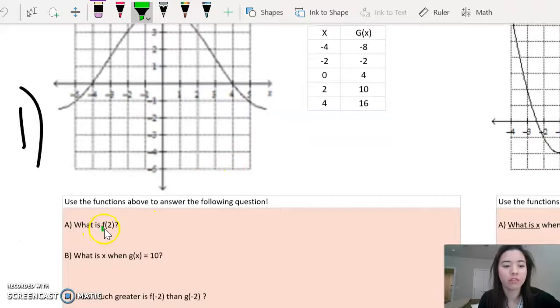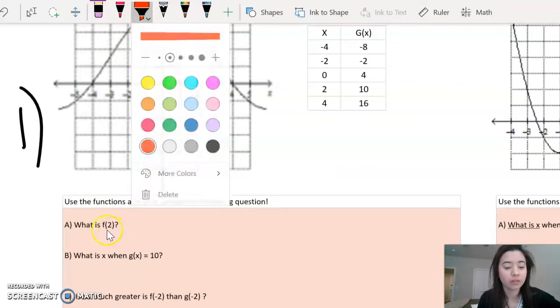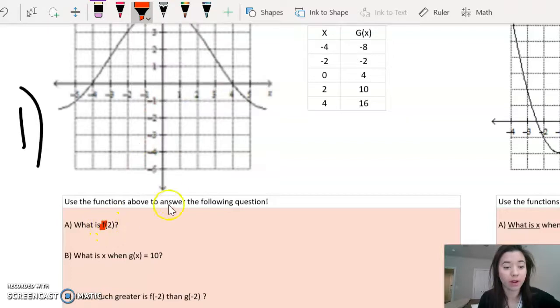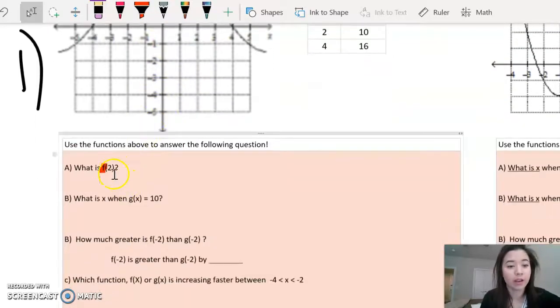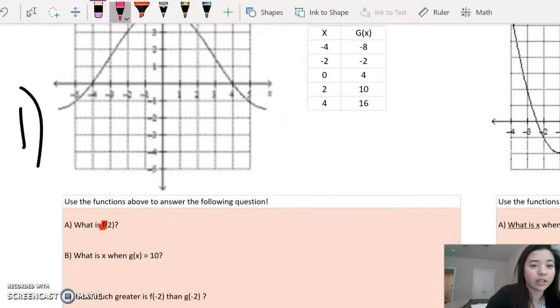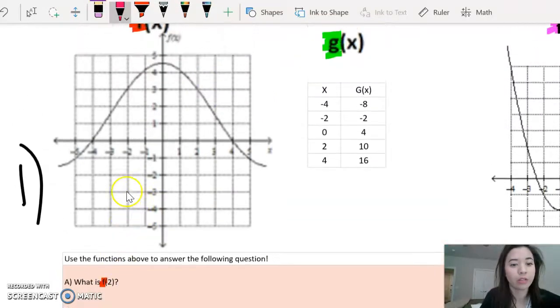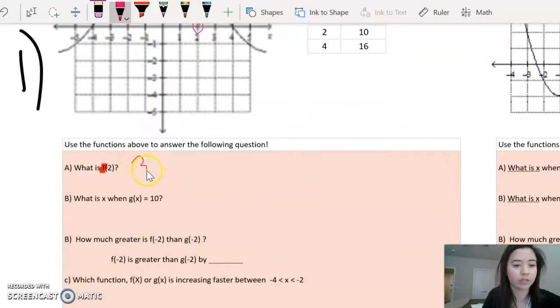So that f tells me I'm looking at the graph here. And then it says f of 2. So this is saying when x is 2, what is the value of y? I'm going to look and find when x is 2, which is right here. And my y value at that point is 3. So the answer for that one is 3.